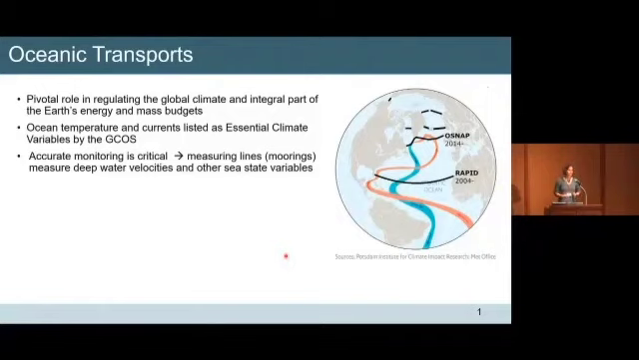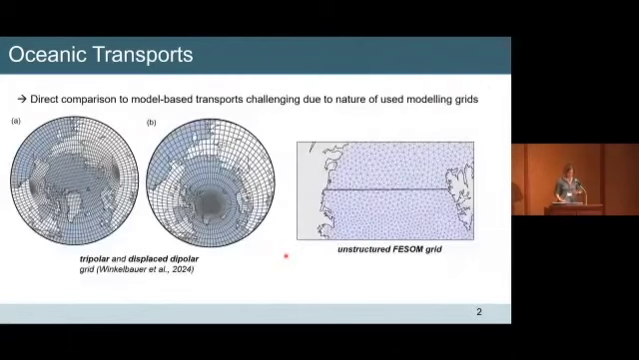Therefore, it's of course desirable to get transports as credible as possible from ocean reanalysis, which can be a bit challenging for us users at least, as the direct comparison to model-based transports can be a bit of a challenge due to the implied modeling grids. Of course it's natural that ocean models have to avoid singularities over the ocean, and therefore grids like, for example, tripolar grids or displaced dipolar grids or also unstructured grids are used.